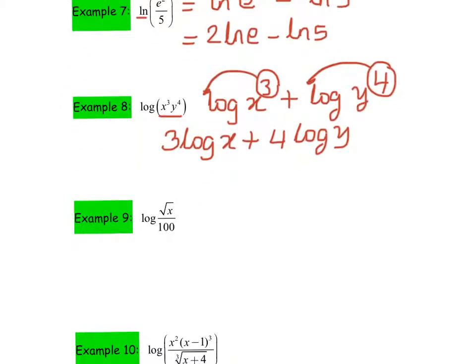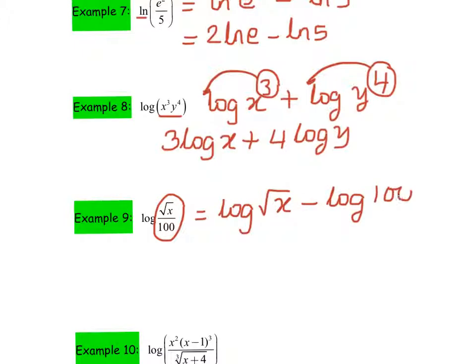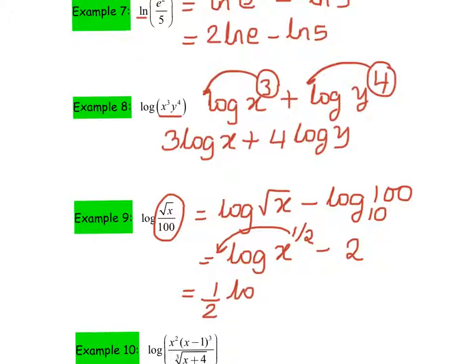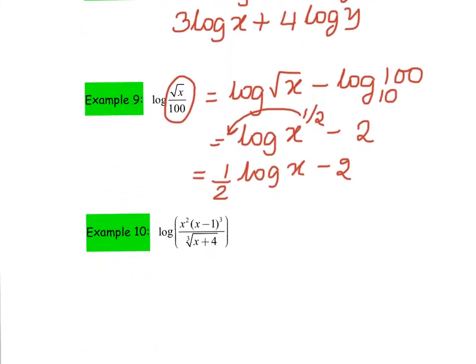Next problem. This is division. I know that division becomes subtraction. Correct? Square root is nothing but to the power half. So log x to the power half minus log 100. It's like log 10 to 100, which is 2. The power gets kicked right up in the front. Half log x minus 2. Moving on to the next problem.